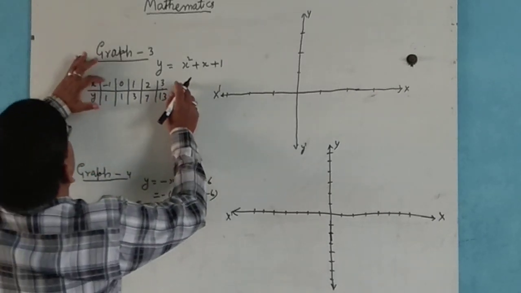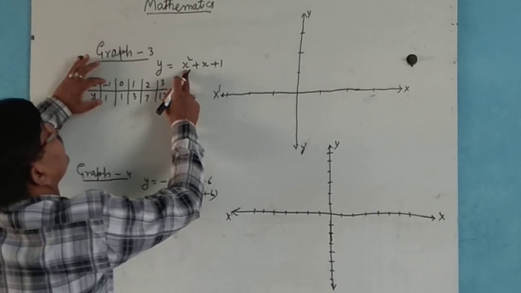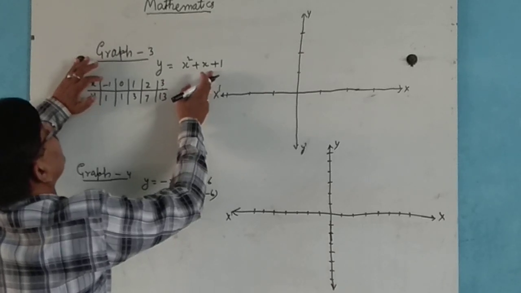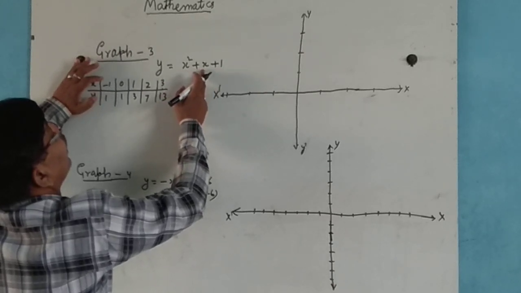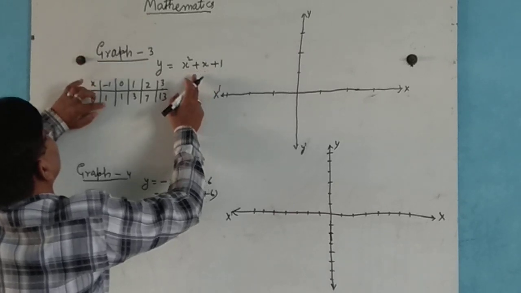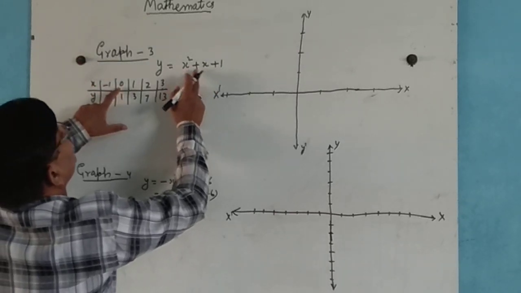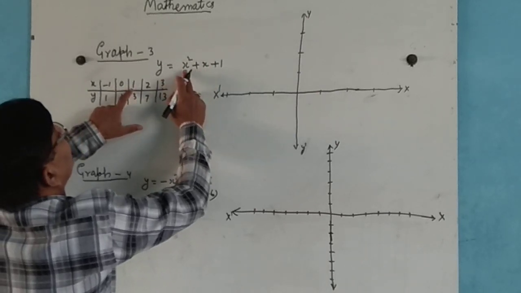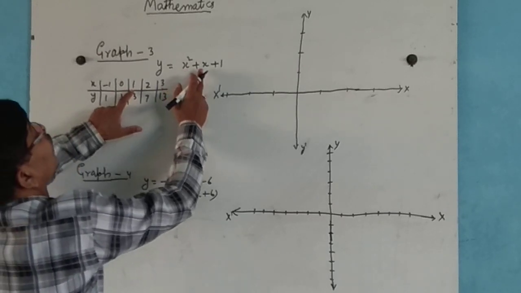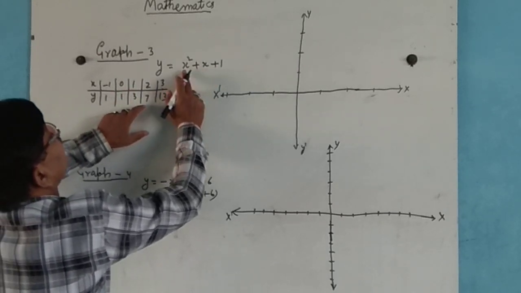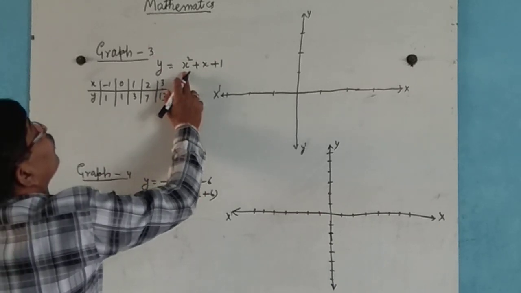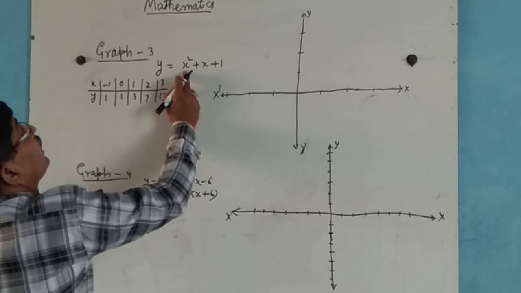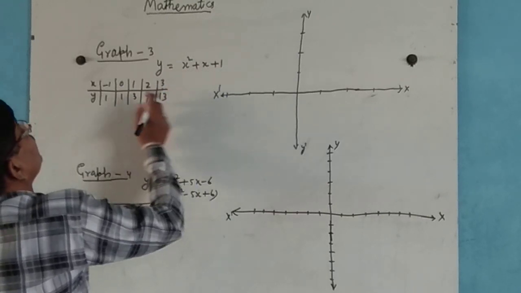For x equal to -1, that is square plus 1, and -1 plus 1, that is 1. If x is equal to 0, then y equal to 1. If x is equal to 1, 1 square is 1, 1 plus 1 plus 1, 3. X equal to 2, 2 fours are 4, 4 plus 2 is 6, plus 1, 7. X equal to 3, 3 threes are 9, 9 plus 3 is 12, plus 1, 13.